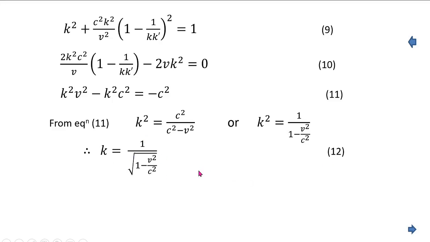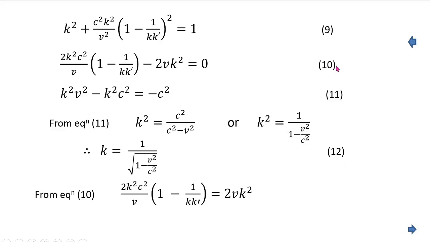Let this be equation number 12. And from this equation 12, take this 2vk square to the right hand side. Then 2k square c square upon v into 1 minus 1 upon k dash is equal to 2vk square. Divide the right hand side by this term. Then we get 1 minus 1 upon k dash is equal to v square upon c square.